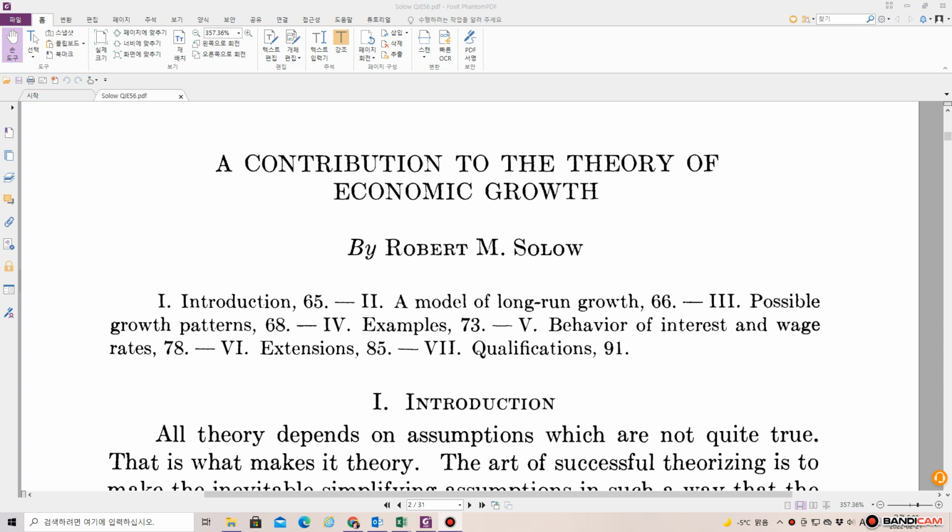This is a paper written by Robert Solow, who won the Nobel Prize in Economics in 1987. This is what he published in the Quarterly Journal of Economics in 1956, titled A Contribution to the Theory of Economic Growth.